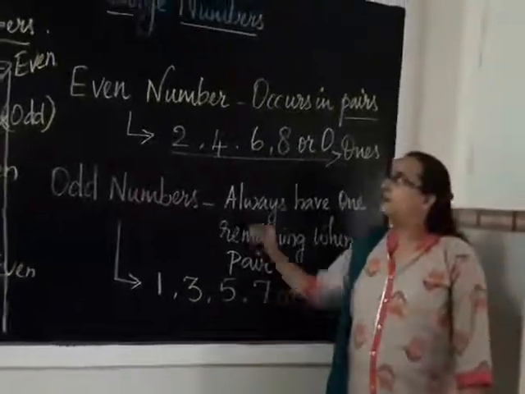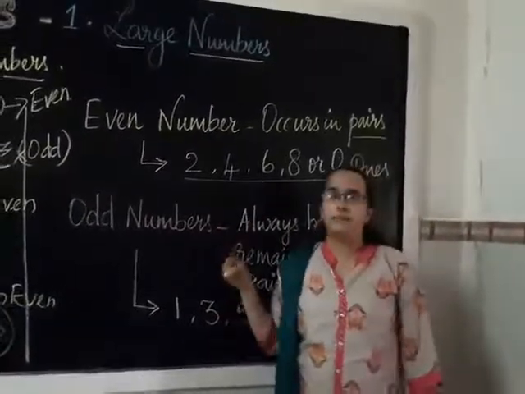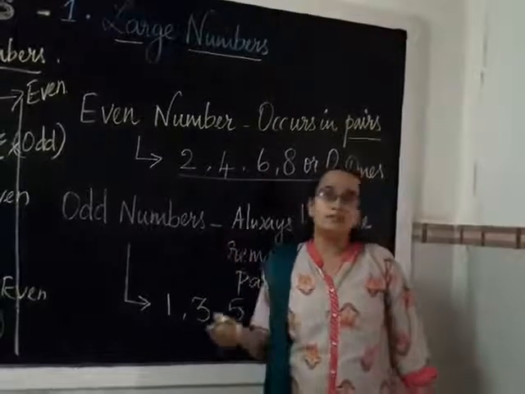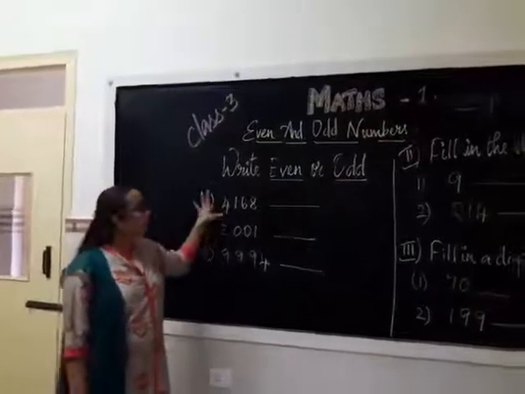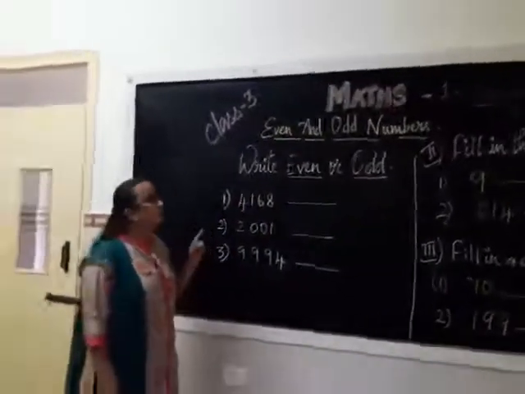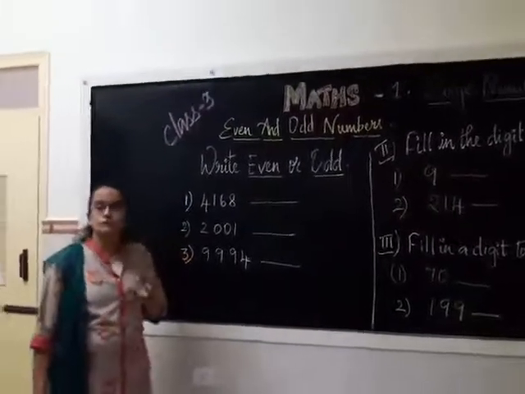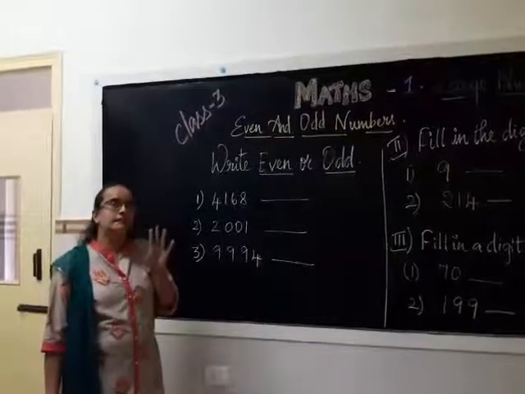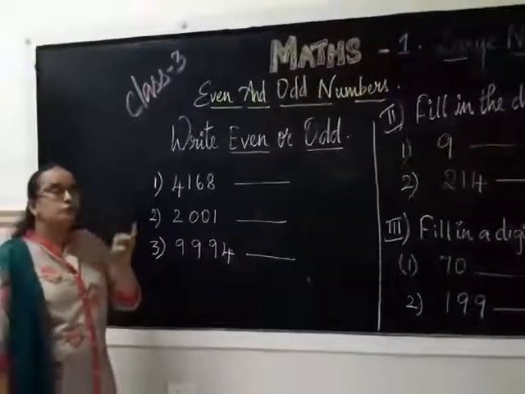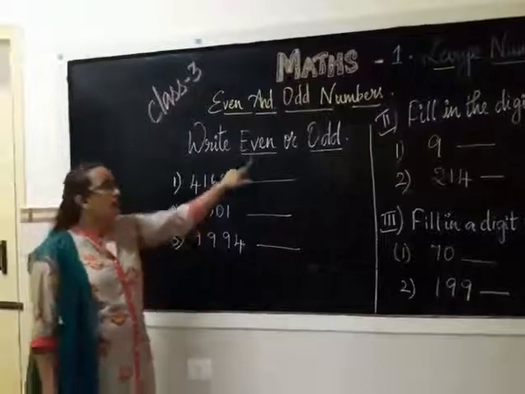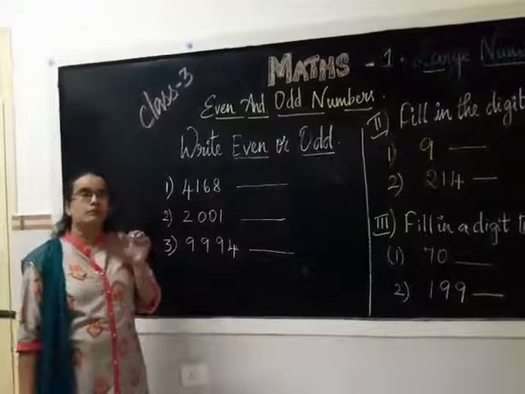Okay children, so even numbers and odd numbers, are you clear? Now I will write the examples. You have to tell me which is even, which is odd. Now I told you even numbers always end with 2, 4. Remember the two table: 2, 4, 6, 8, 10. So 10 has 0 in the last digit, the ones place. So 2, 4, 6, 8, 0 are even numbers and odd numbers are 1, 3, 5, 7 or 9.